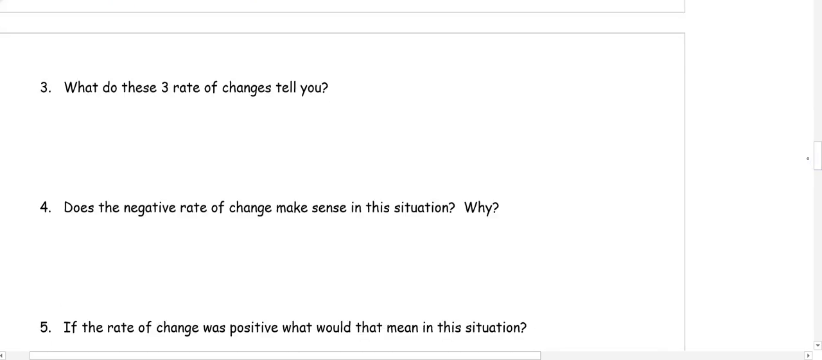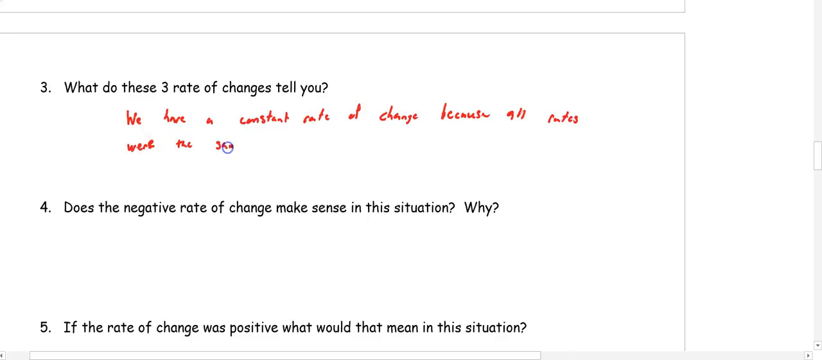So what do the 3 rates tell you? Well, all of our rates that we found were the same, so we have a constant rate of change because all rates were the same. Does the negative rate of change make sense in this situation? Well, in this case, remember that they were emptying the pool, so it should make sense because they're emptying a pool.